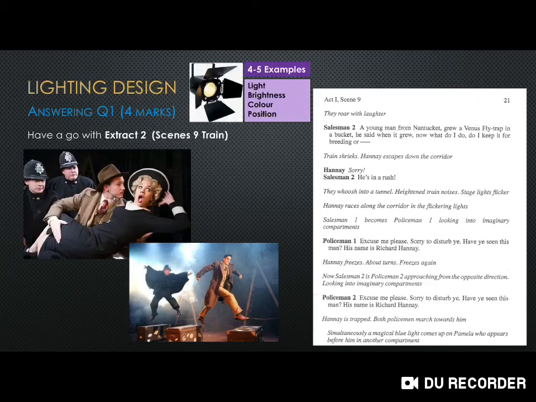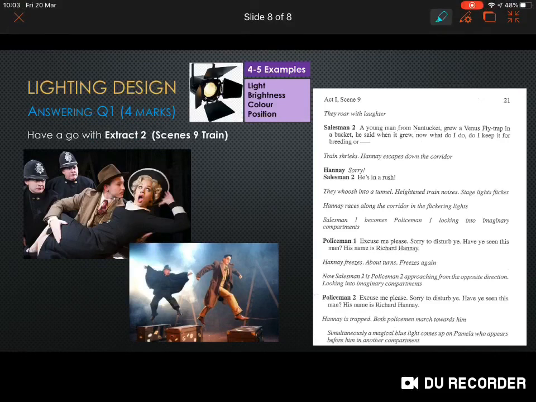So, context-wise, we know that they're on a train and the train shrieks. So we need to make it seem like a train. How are we doing that? Well, that's for you to decide, but there certainly is escaping down the corridor. So if someone's moving, you might want to think what would be the good light for him to be moving. They swoosh into a tunnel. Stage lights flicker. So the tunnel, is it going to get darker? The flickering, that's going to be quite important.